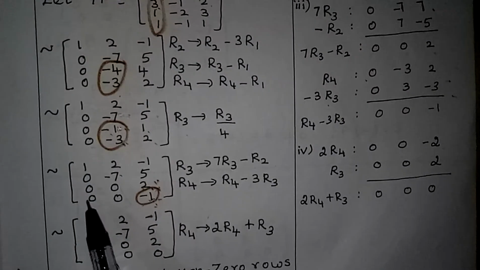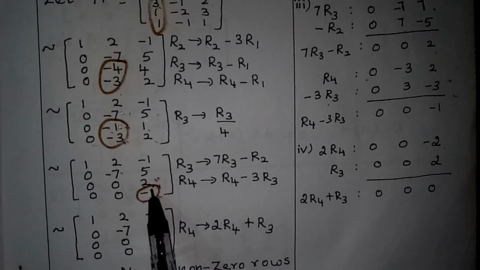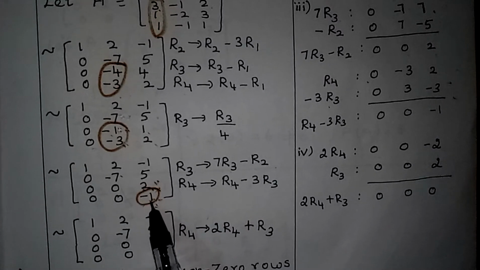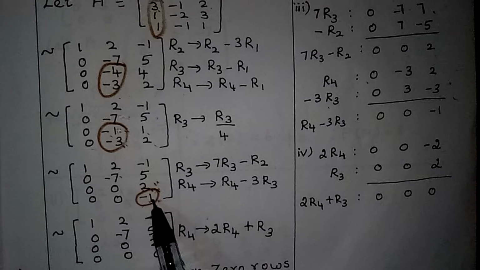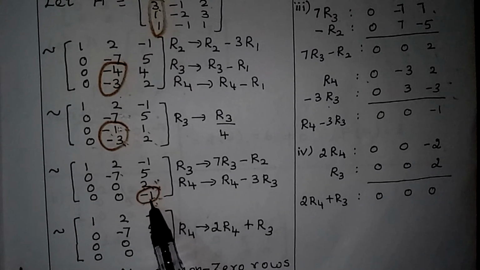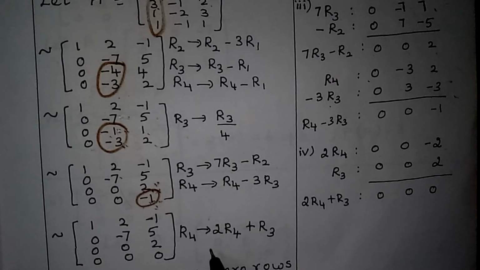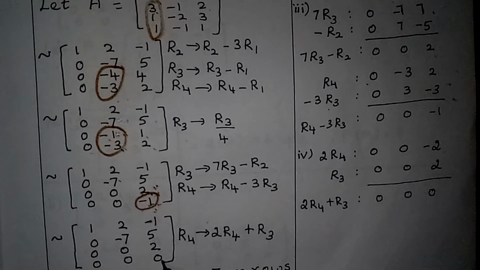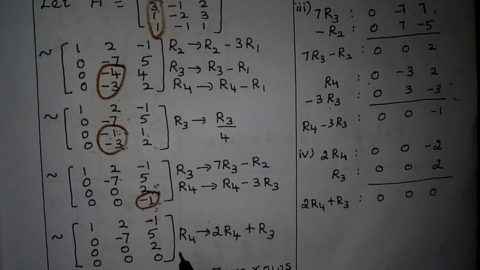Now you see in the third row, the first non-zero element is 2. Below that we have to make it 0. So minus 1 is there, and this term you have to make 0. So minus 2 plus 2 is 0. So here we have to multiply by 2. So R4 is 2 times R4 plus R3. So you'll get like this.